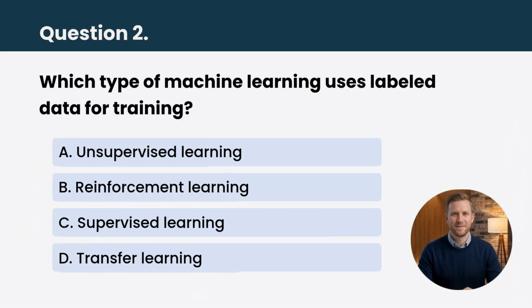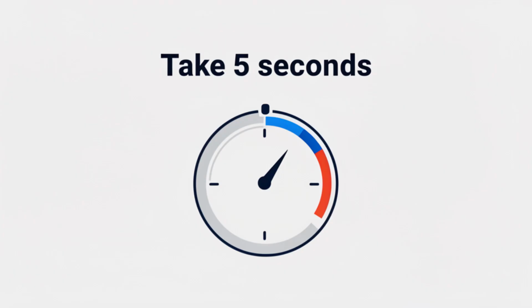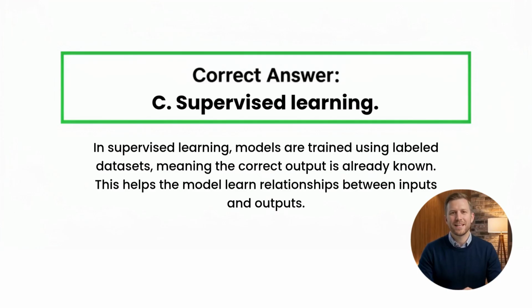Question 2. Which type of machine learning uses labeled data for training? A. Unsupervised learning. B. Reinforcement learning. C. Supervised learning. D. Transfer learning. Take 5 seconds before answering. The correct answer is C. Supervised learning. In supervised learning, models are trained using labeled data sets, meaning the correct output is already known. This helps the model learn relationships between inputs and outputs.